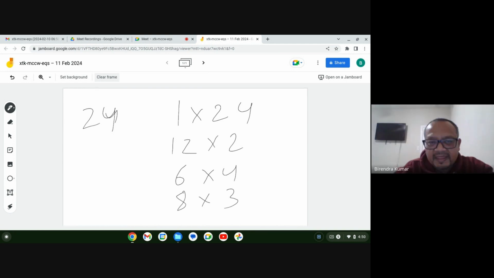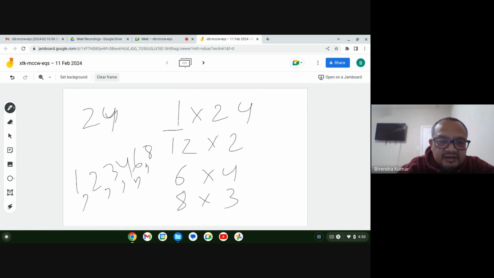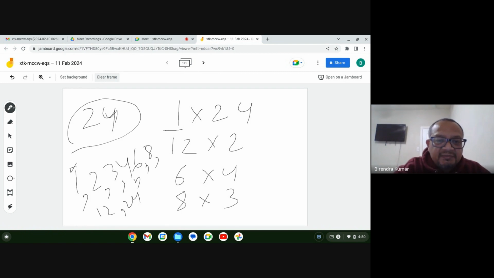Yeah. So now your factors for this, and there's no other option. I think we have done all that is possible. So my factors are 1, 2, 3, 4, 6, 8, 12, and 24. Now again, when I say factors, a factor of a number means any of those numbers can be multiplied by some number to get this.